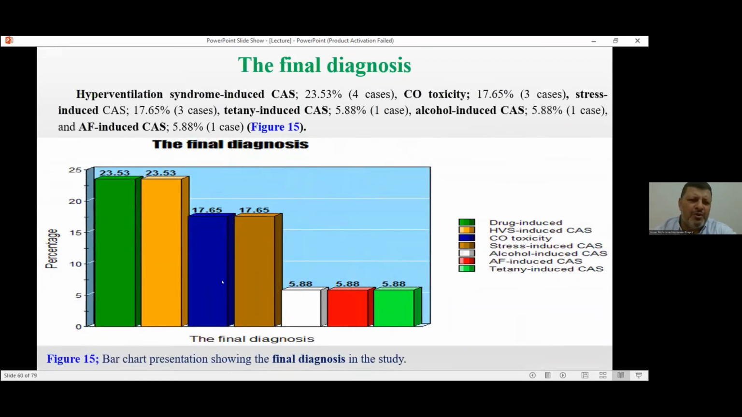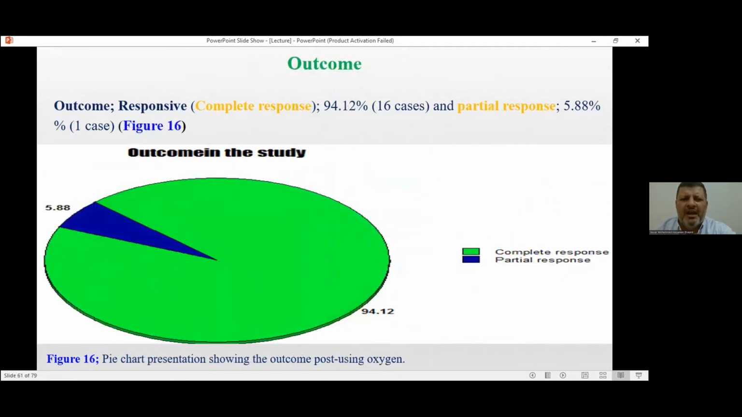Hyperventilation syndrome inducing coronary artery spasm was the most common, 23.5. Carbon monoxide toxicity was 70.6. Stress-induced coronary artery spasm 17.6. Outcome response, as we talked before, was complete response in 84.1, 16 cases of the study, and partial in 5.8, 1 case only.